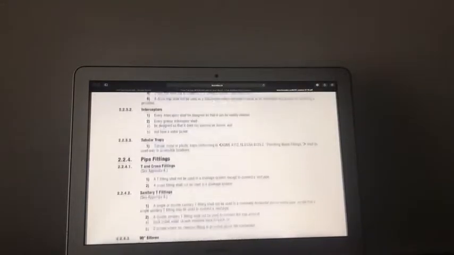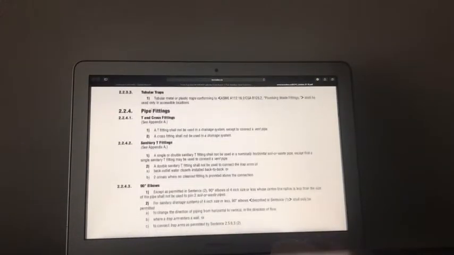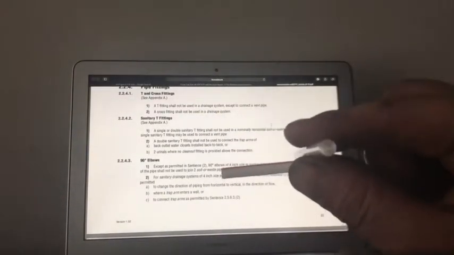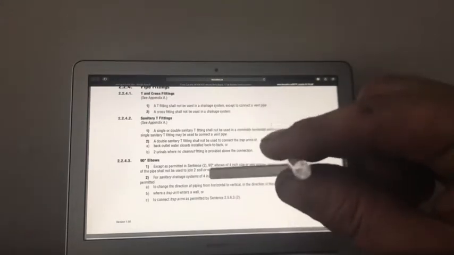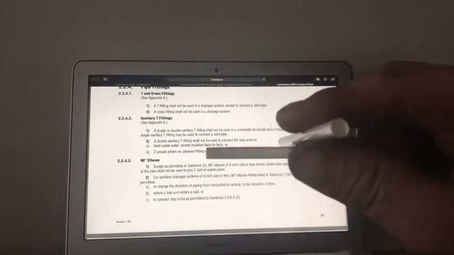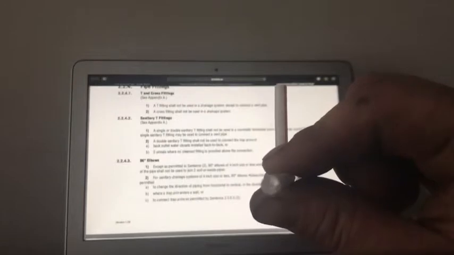Bell trap and a drum trap shall not be installed. We're going to mention 90s as well. We're going to go up to that, but first let's take a look at these sanitary T-fittings. A single or double sanitary T-fitting shall not be used in the nominally horizontal soil or waste pipe, except that a single T-fitting may be used to connect a vent pipe. So not on the horizontal to pick up a fixture in a sanitary drainage system, but you can use it on its back to pick up only a dry vent.